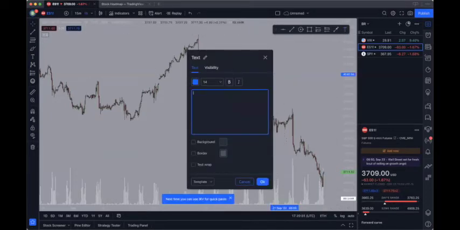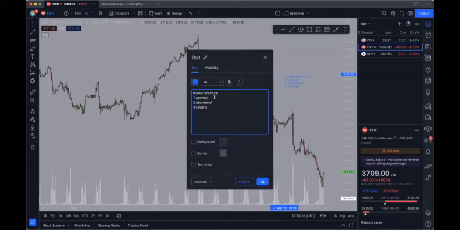So what we're looking at for market structure is basically we want to see there's three different types of markets. There's an uptrend, there's a downtrend, and then from there, there's a ranging market. So, we'll just go through and identify these.